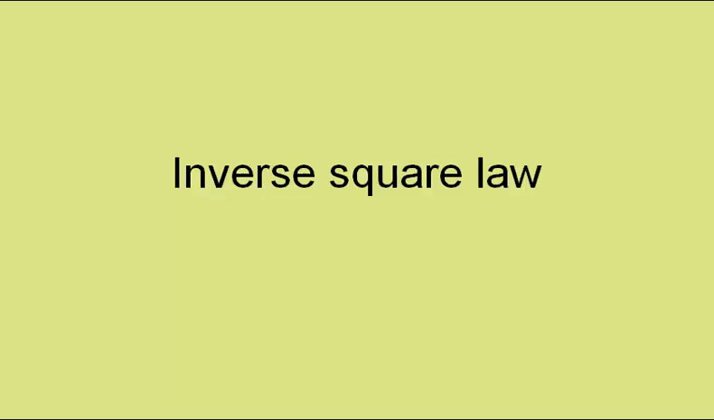The inverse square law. Let's consider a point source of something that goes out equally in all directions. This could be electromagnetic radiation, such as light. It could be an electric field.